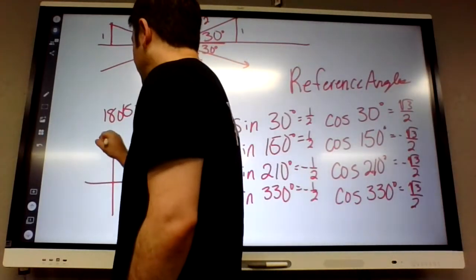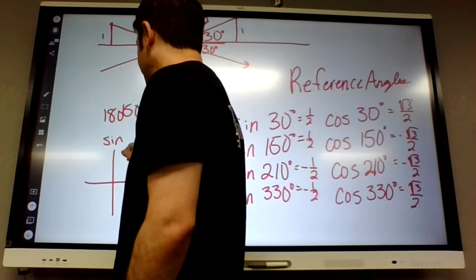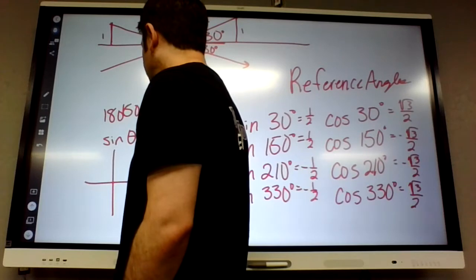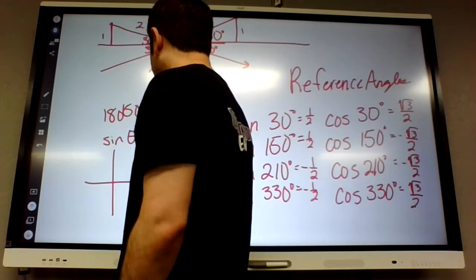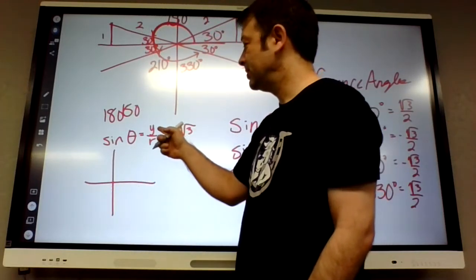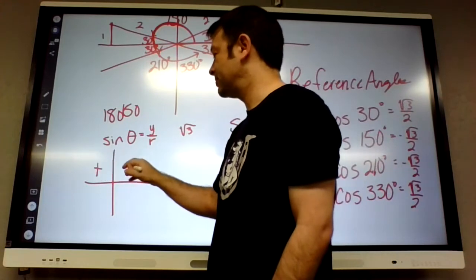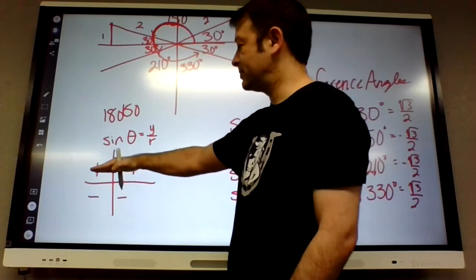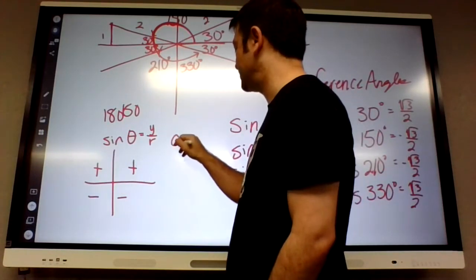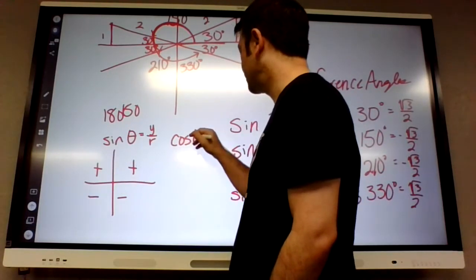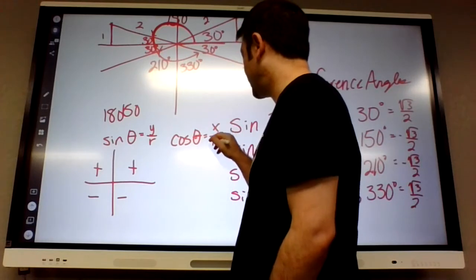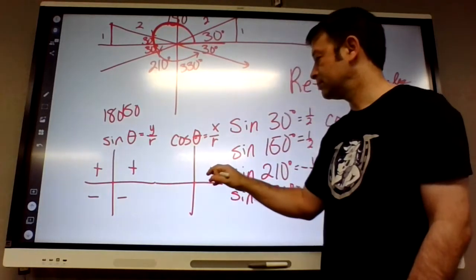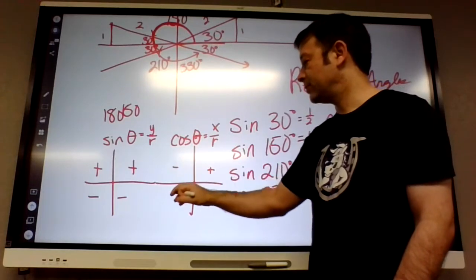So let's remind ourselves, when was sine positive? First and second. Basically, based on the y value, so it's positive up here. Y is positive up here. And then cosine is based on the x value. So where is that positive? 1 and 4.